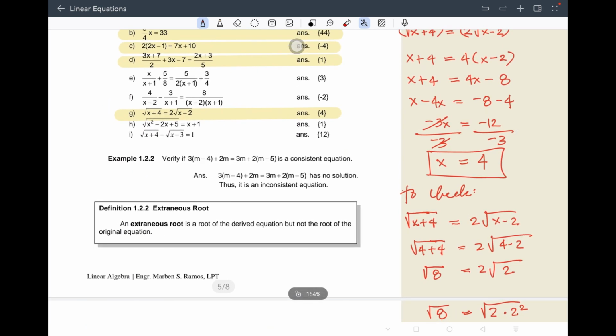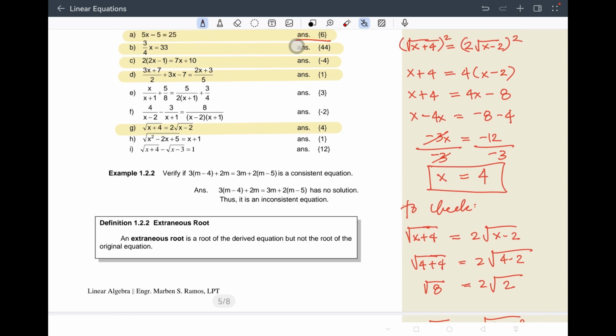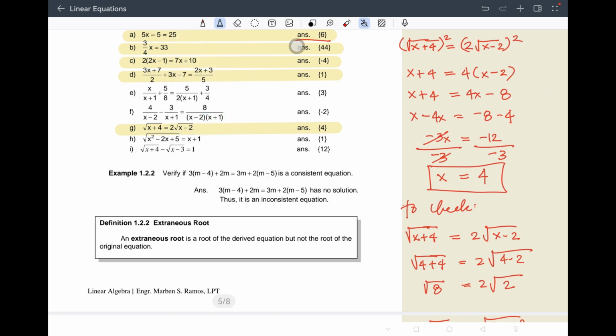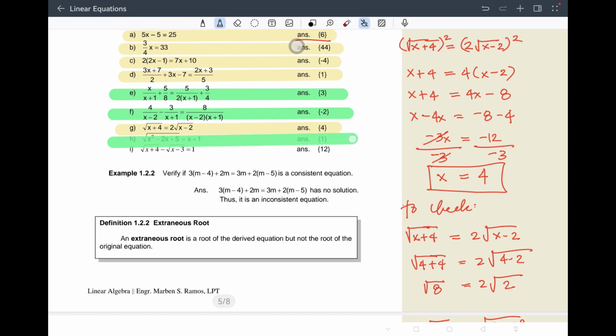So, this is just an example on how to solve linear equations. Now, I would like for you, as your homework, to solve the remaining equations, to solve the solution or the root of this remaining equation. Again, meron na yung sagot. I just want to see how you solve equations. So this remaining 4, E, F, H, I will be your homework.